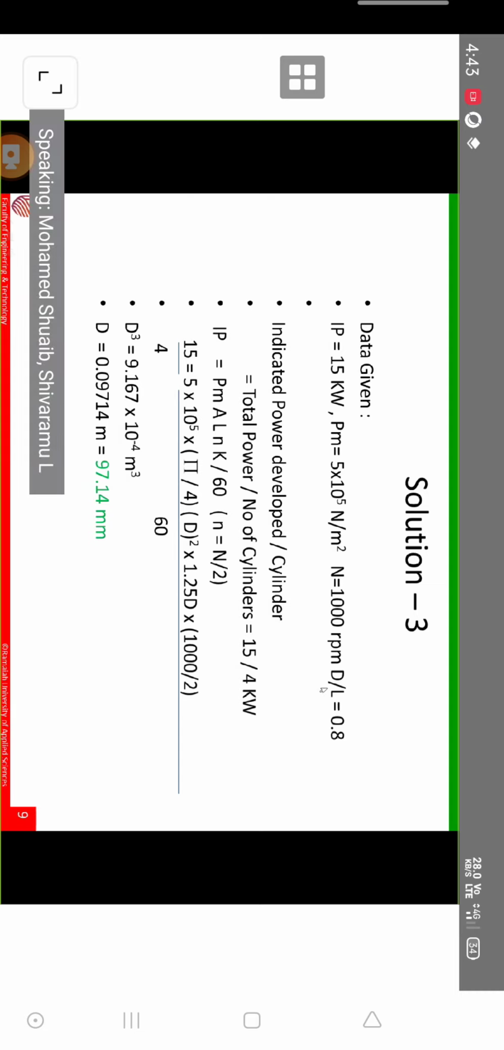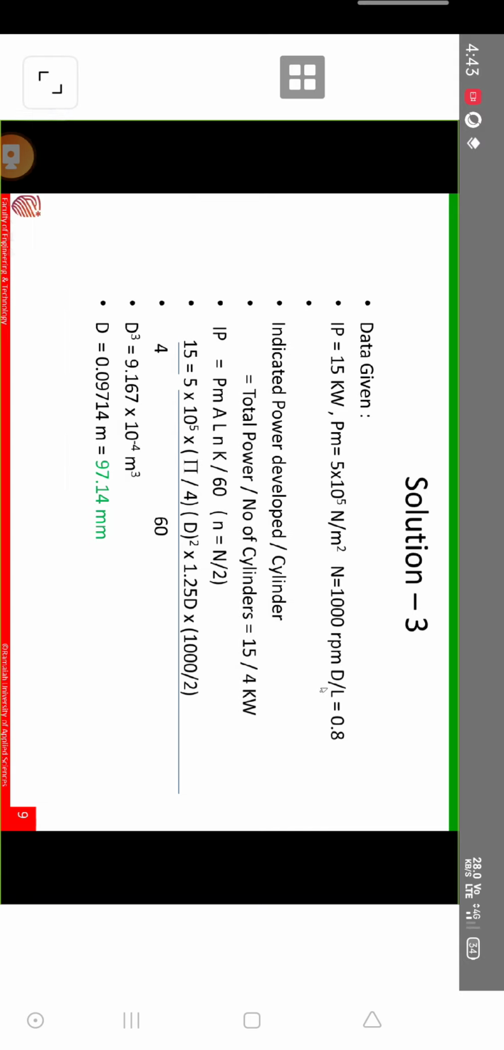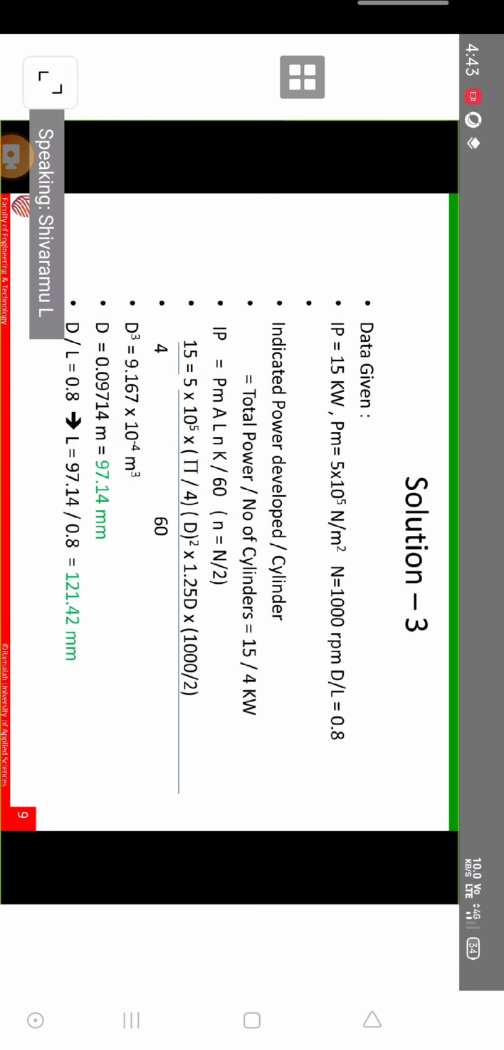Make sure that the L value will always be higher than the D value. Generally, whenever they give the ratio D by L, it is mandatory that the L value will be more than the D value. That is because the stroke will be more than the diameter. Then only we will get very good indicated power. That is one of the tricks followed in engine specifications. Whenever they give the D by L ratio, it indicates that the L value should be more compared to your D value. That is a cross check. You can do it yourself to see whether you have got the value right or wrong.